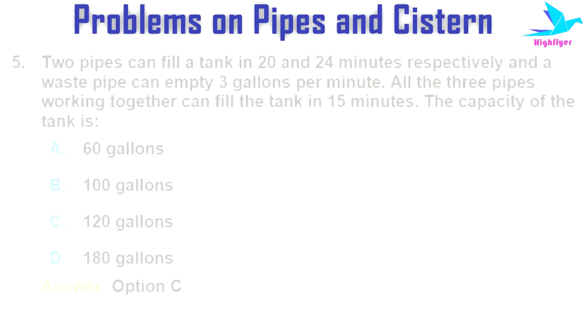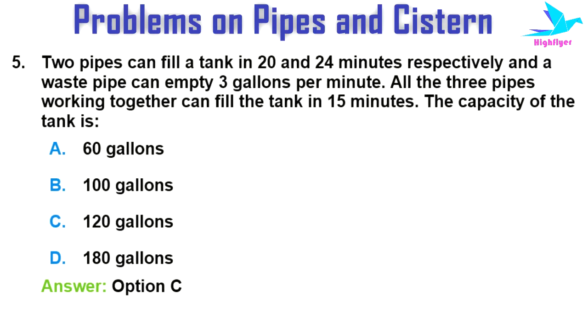Next question, two pipes can fill a tank in 20 and 24 minutes respectively, and a waste pipe can empty 3 gallons per minute. All the three pipes working together can fill the tank in 15 minutes. The capacity of the tank is 60 gallons, 100 gallons, 120 gallons or 180 gallons. The right option is option C, 120 gallons.